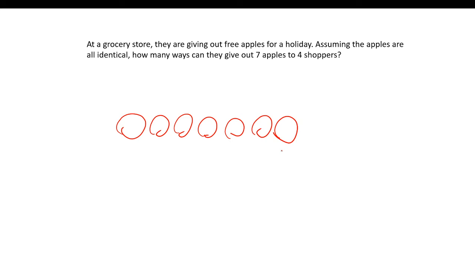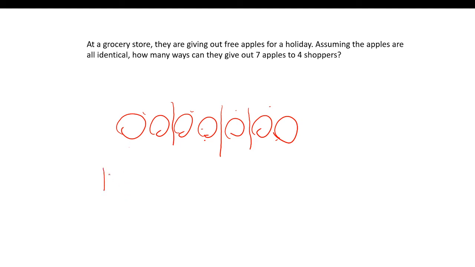And the bars come in: we can separate the shoppers by bars. For 4 shoppers, 1, 2, 3, 4, we can use 3 bars. Let's say this shopper got 2 apples, this shopper got 2, this shopper got 1, this shopper got 2. Every person got 2 except this person. That's one way we can do it.